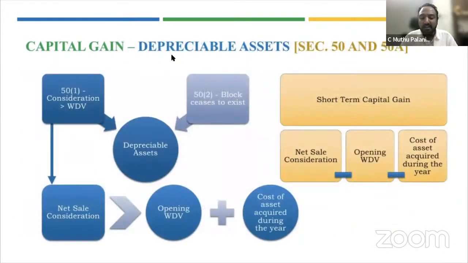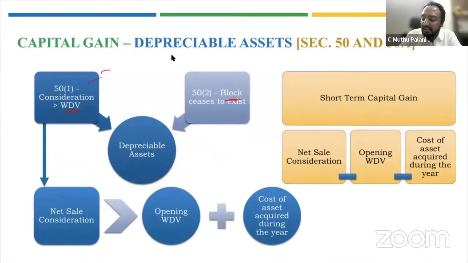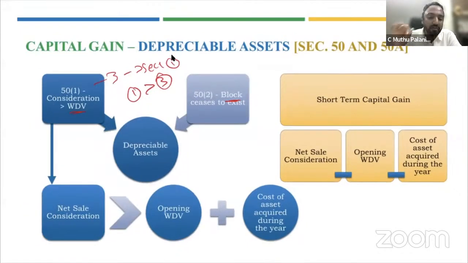What about depreciable assets? We said depreciable assets will be recognized when my WDV becomes negative or the entire block ceases to exist. I have 3 cars. I've sold all the 3 cars. So that is this case. I have 3 cars. I'm selling one, but the sale value of one car is more than the WDV of 3 cars. So that means my WDV becomes negative.